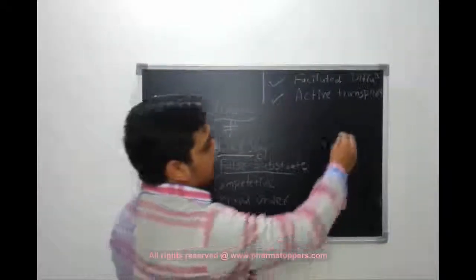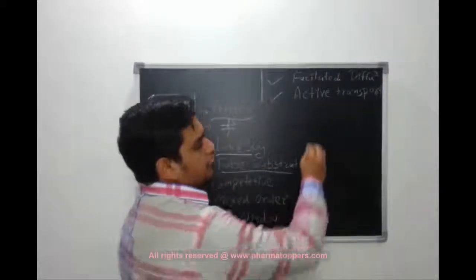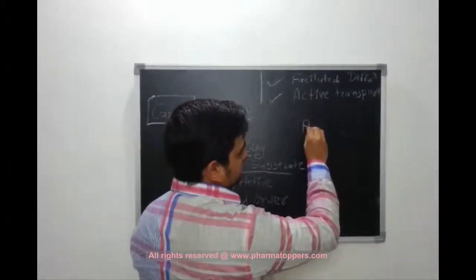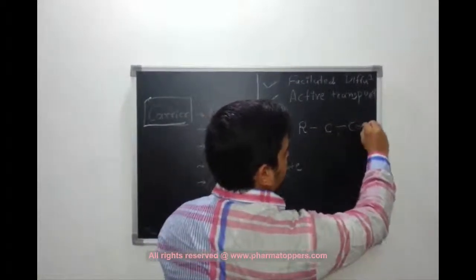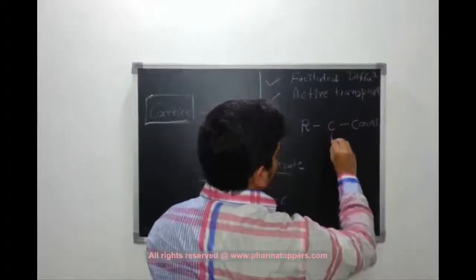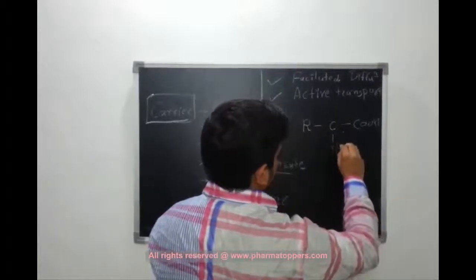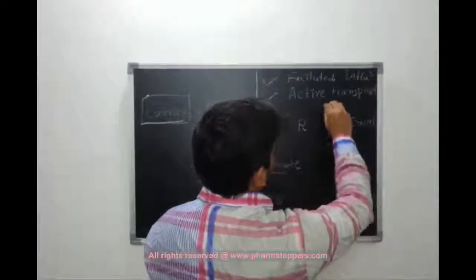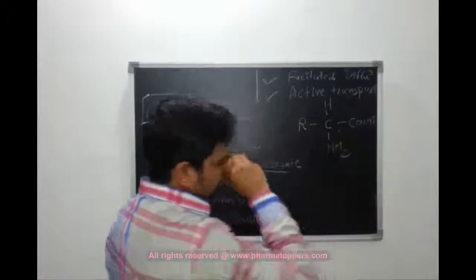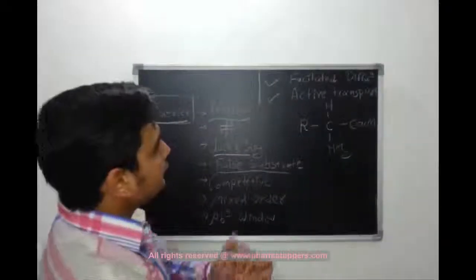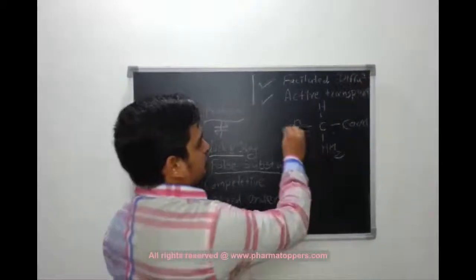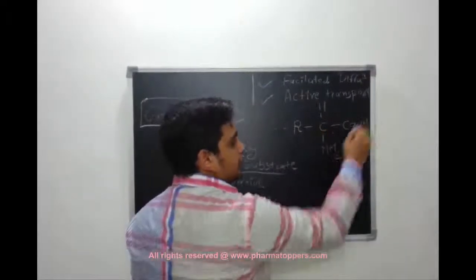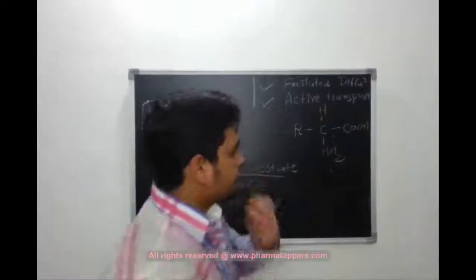When protein is there, we go for the general structure of protein. That is R, C, this acid, this ammonia, and H. This is the general structure of an amino acid, since protein is made up of amino acids. So here, some CONH bonds are there, and they will form here also.